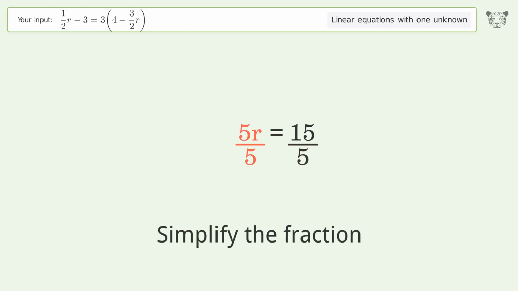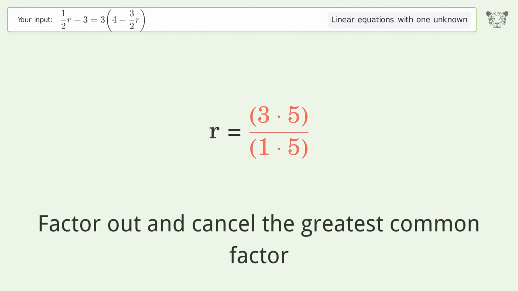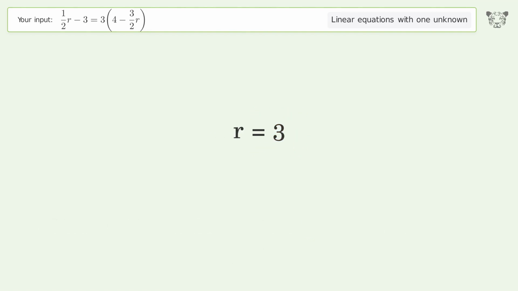Simplify the fraction. Find the greatest common factor of the numerator and denominator. Factor out and cancel the greatest common factor. And so the final result is r equals 3.